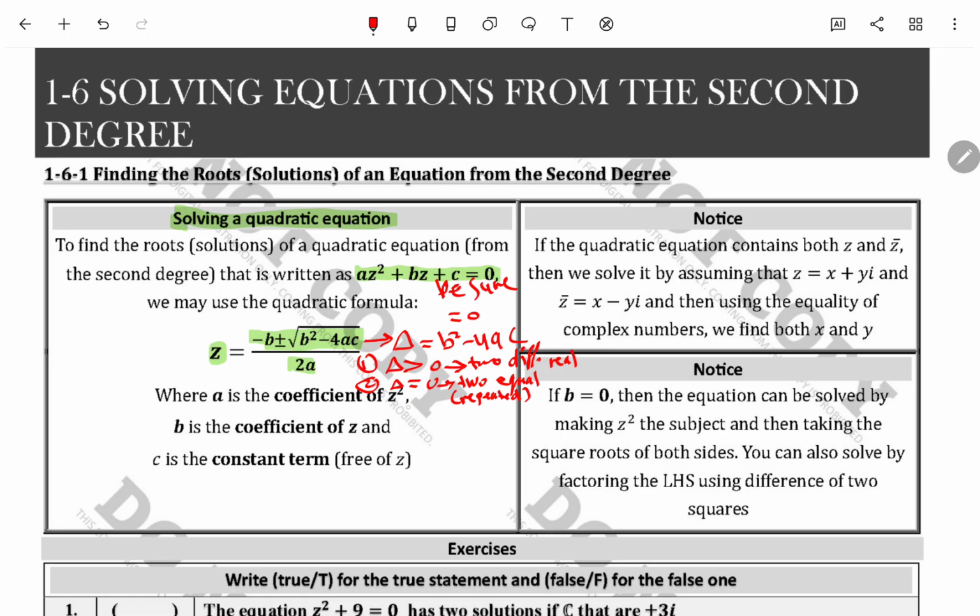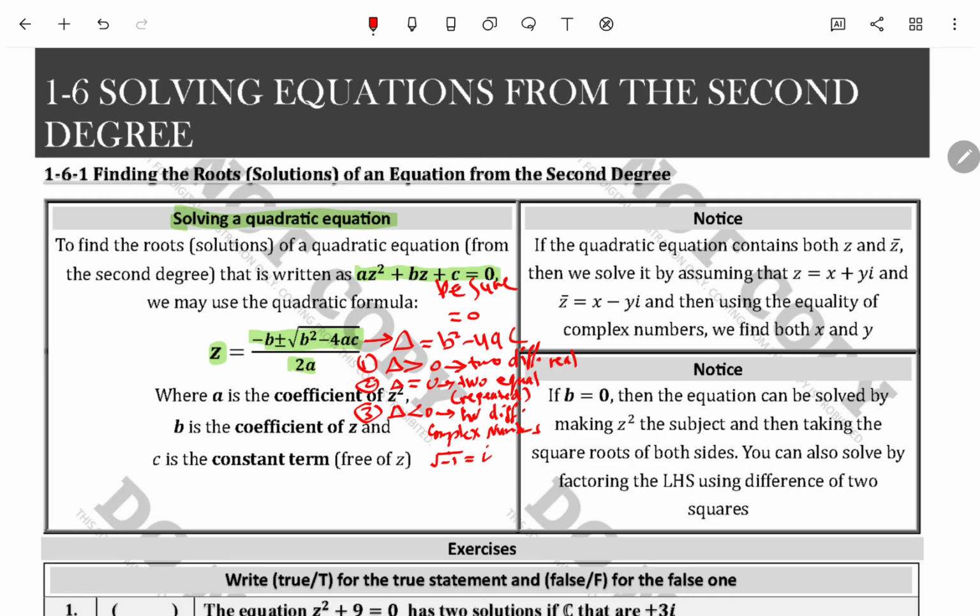Repeated real solutions. And the last case, which is the most important in our lesson for today, if delta is smaller than 0, this means it's negative. So it has no real solution. No real means imaginary. That means the equation has two different complex numbers or solutions, because there is a square root of a negative, as you know. And the square root of a negative can always be changed to i.